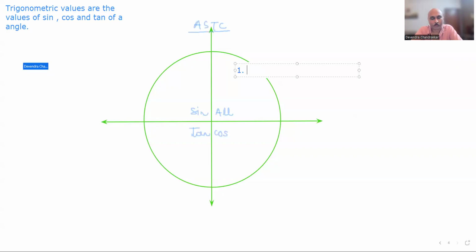For the first quadrant, trigonometric values of all the angles are positive in the first quadrant.